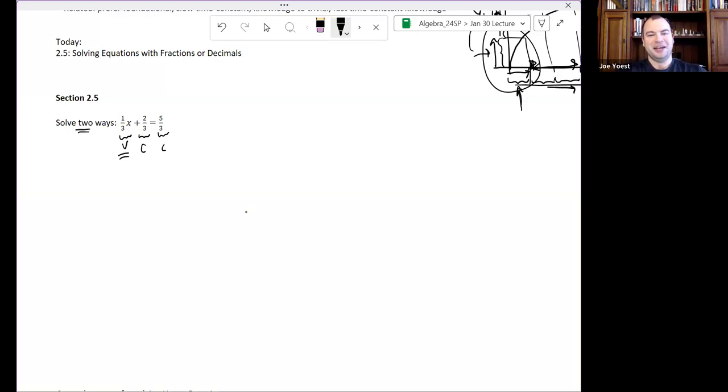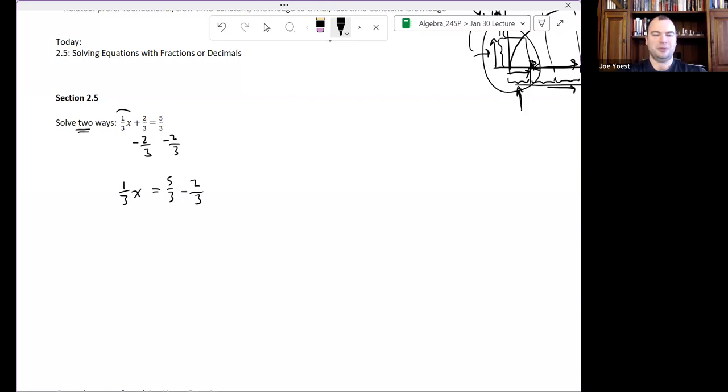I want to isolate the variable term. I need to get this constant term to the other side. And I'll do that by subtracting 2/3. I have a constant term with a plus. I subtract that term, and I do that to both sides. On the left side, I have 1/3 x, plus 2/3 minus 2/3 goes away. And on the right side, 5/3 minus 2/3.